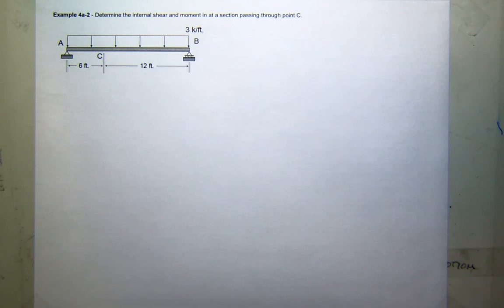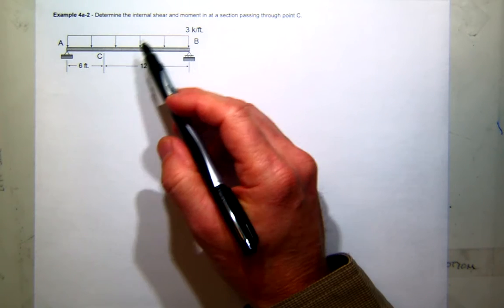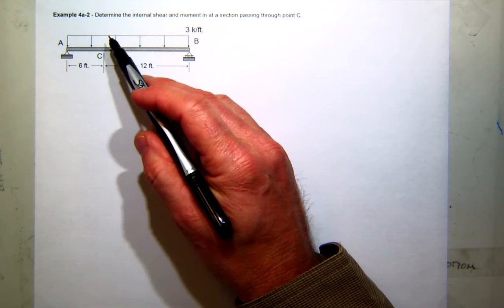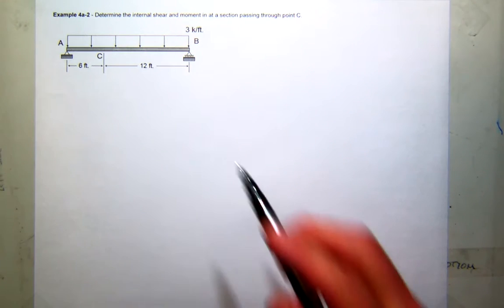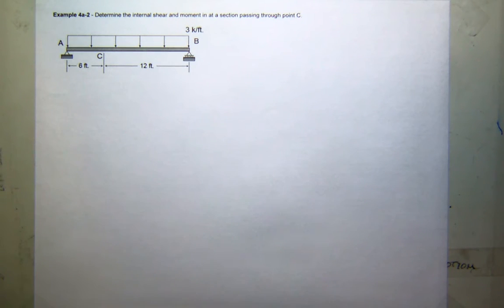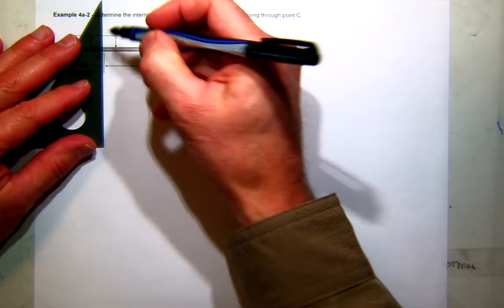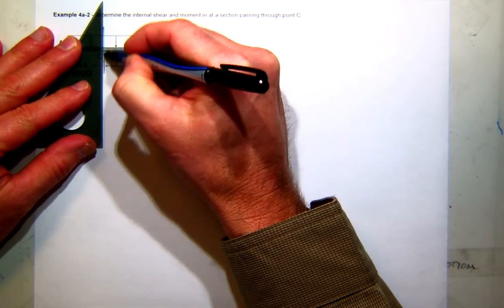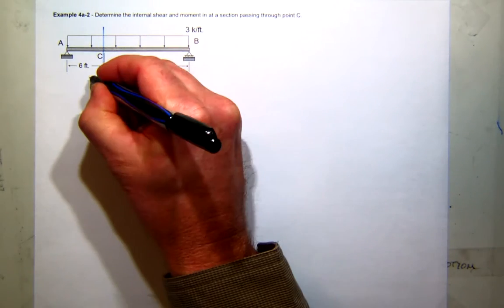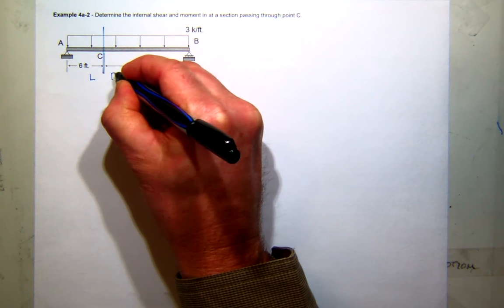Okay, so let's look at this problem. We want to find the internal forces at this point C in this simple supported beam with the uniform load. So what I'm going to do to help visualize this is draw a line here at C, and then I'm going to decide whether I work the left side or the right side.